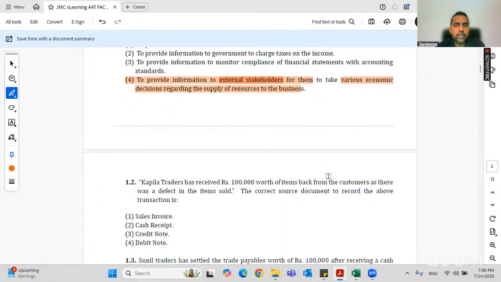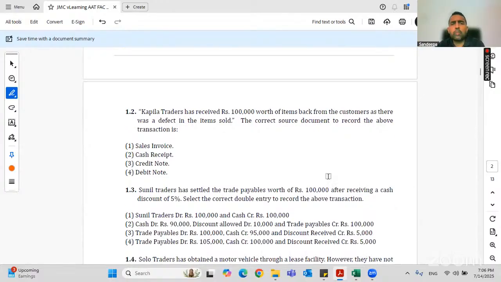We'll move on to the second question. Kapila Traders has received 100,000 worth of items back from the customers, as there was a defect in the item sold. So customers are returning stuff. That's a sales return, or in other words, return inward. It is very easy to remember the source document. They ask for the source document.